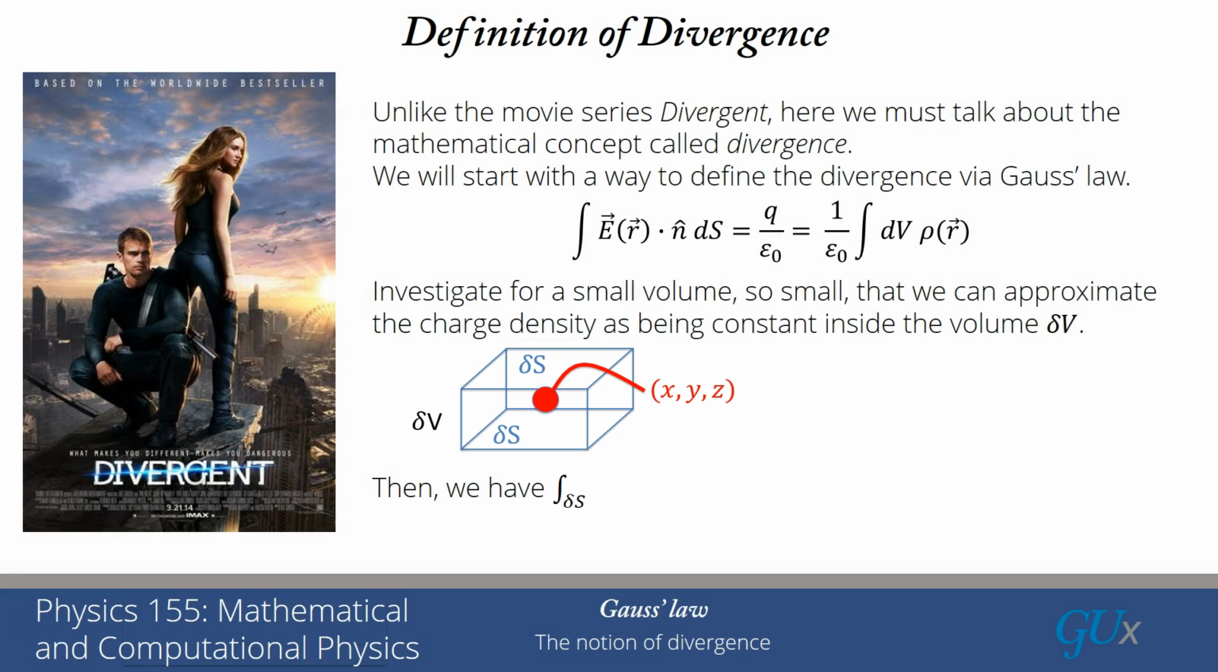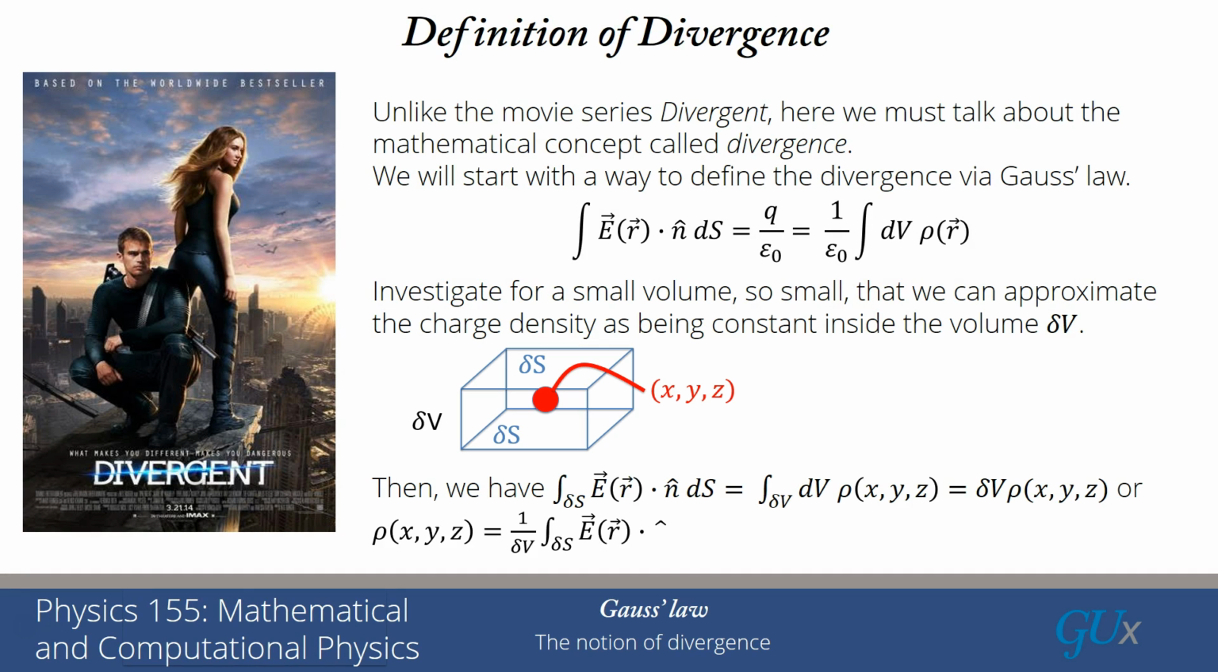So what we have from Gauss's law is the integral over the surface of that little box of E of r dot n will equal the integral over the volume of that box of rho of xyz dV. But because rho is a constant when I evaluate it at exactly the point xyz, I can write that as delta V, the volume of the box, multiplied by rho of x, y, and z. And then if I divide both sides by delta V, what I see is rho of xyz is equal to 1 over delta V, the integral over the surface of E of r dot n dS.